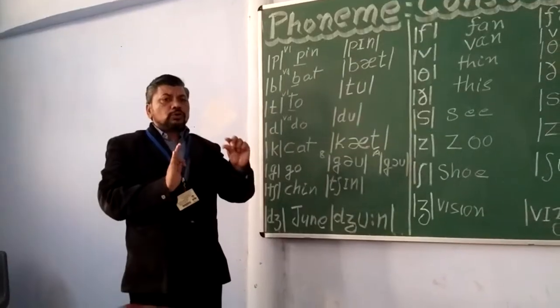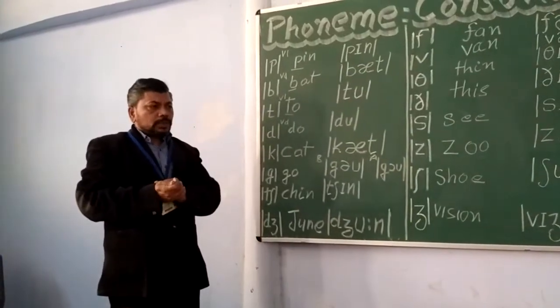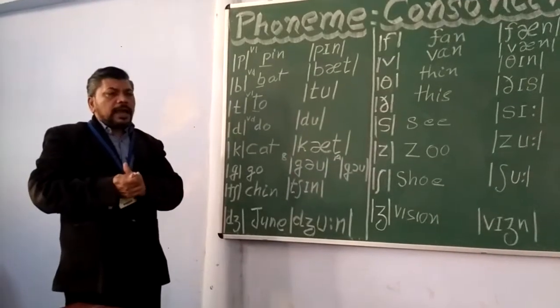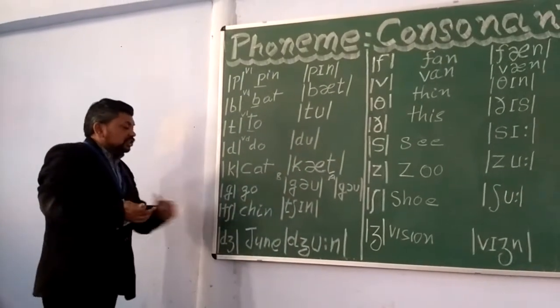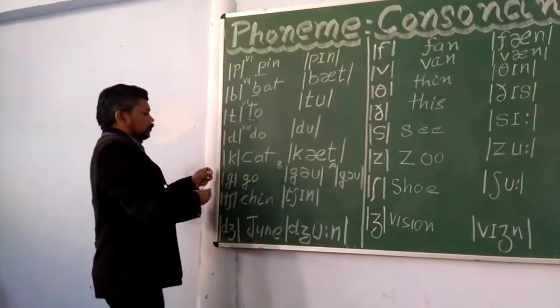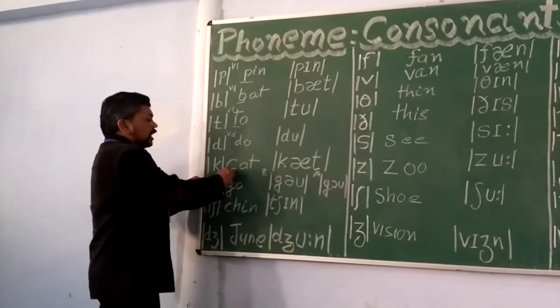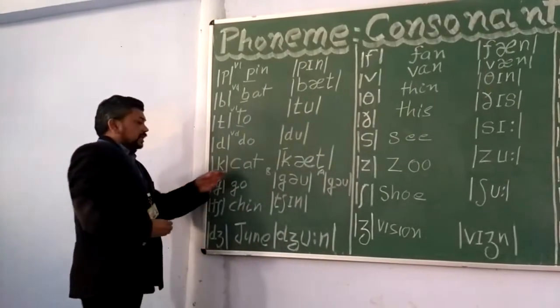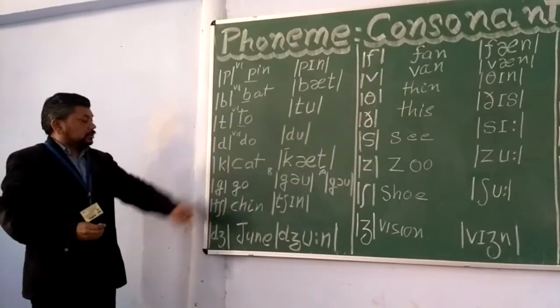In Chicago, C is sha. In cat, C is ka. And in chin, C is cha. So here it represents the sound ka, as in cat.